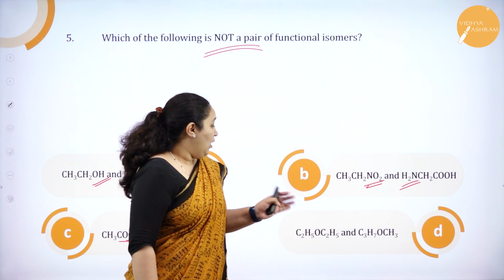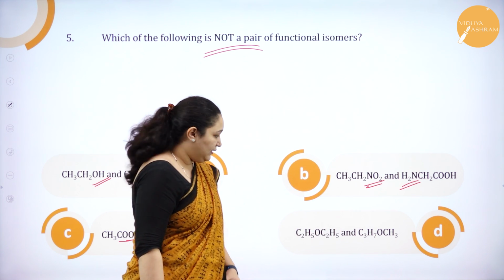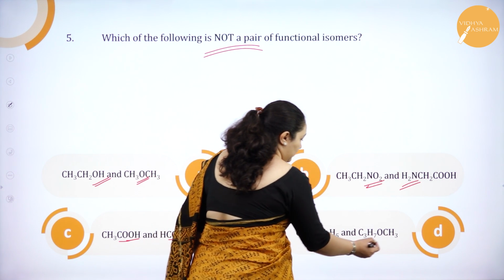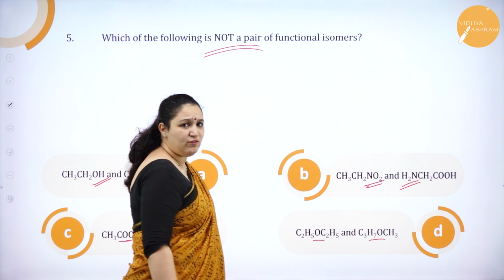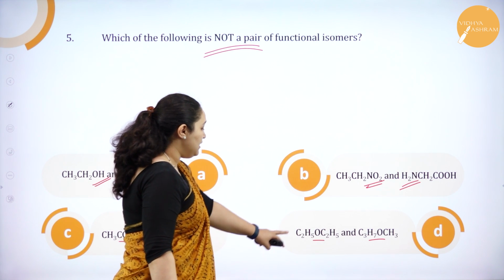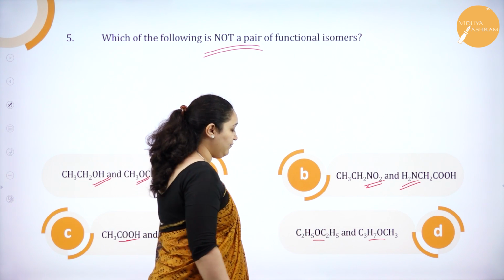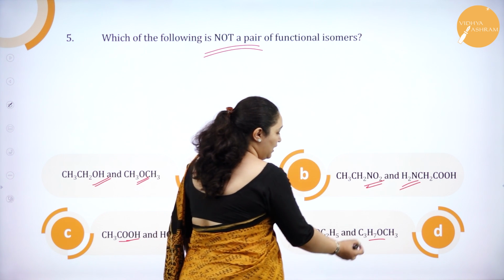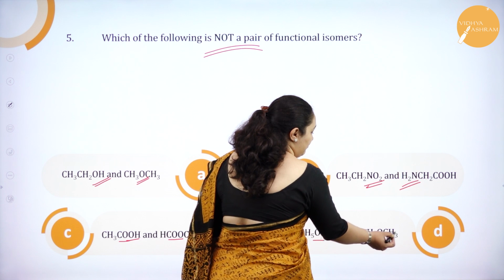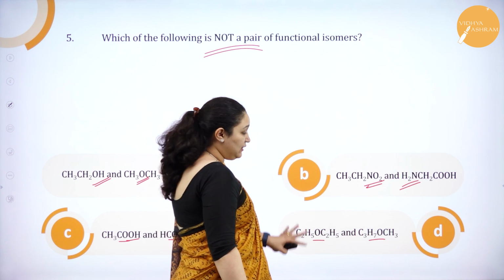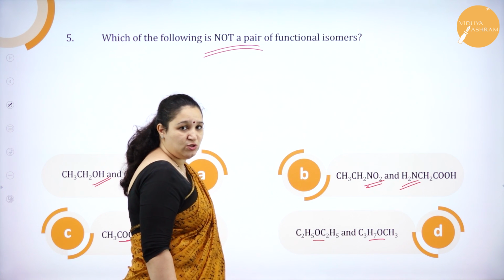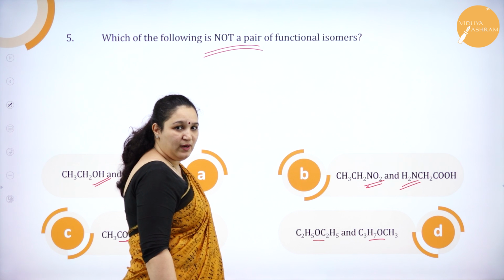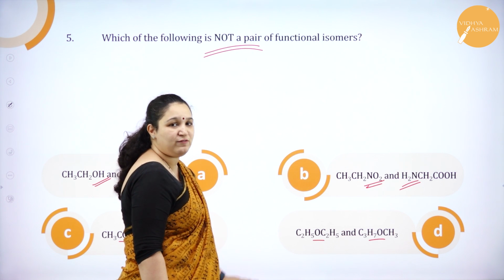Whereas if you see option D, both are ethers and their molecular formula is also the same. If you see C2H5, C2H5, you have 4 carbon atoms and 10 hydrogen atoms. Here you have 3 plus 1, 4, and 7 plus 3, 10 hydrogen atoms. They have the same molecular formula but not different functional groups.